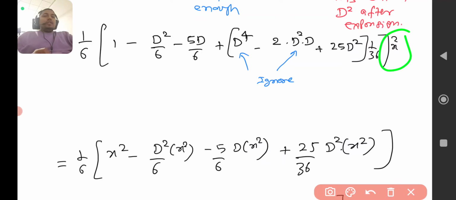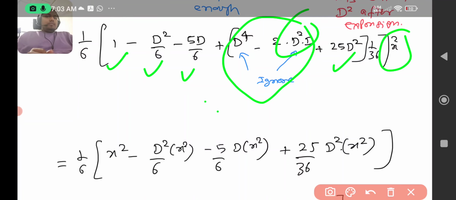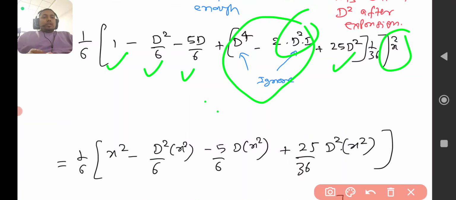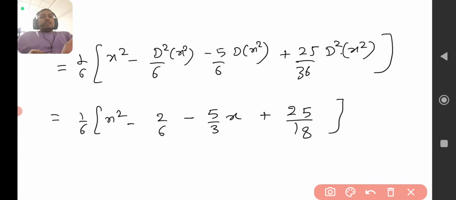This x square you multiply with 1, multiply with d square, multiply with 5d, and multiply with 25d square. These higher terms you ignore because they will make them 0. They will make that x square 0, because d power 4 means 4 time differentiation. X square when you differentiate 4 times, 0 will come. D cube means 3 time differentiation, 0 will come. So no need. Okay, so in this step you can see here, correct?